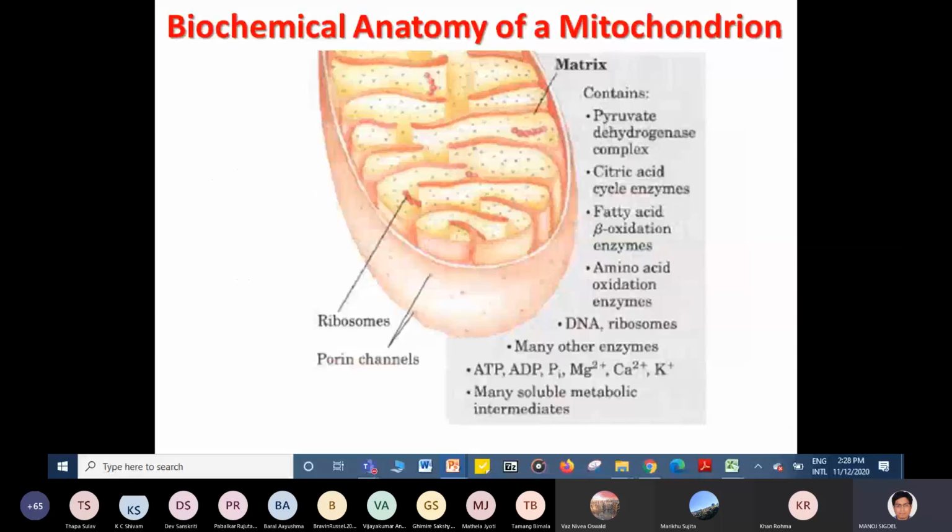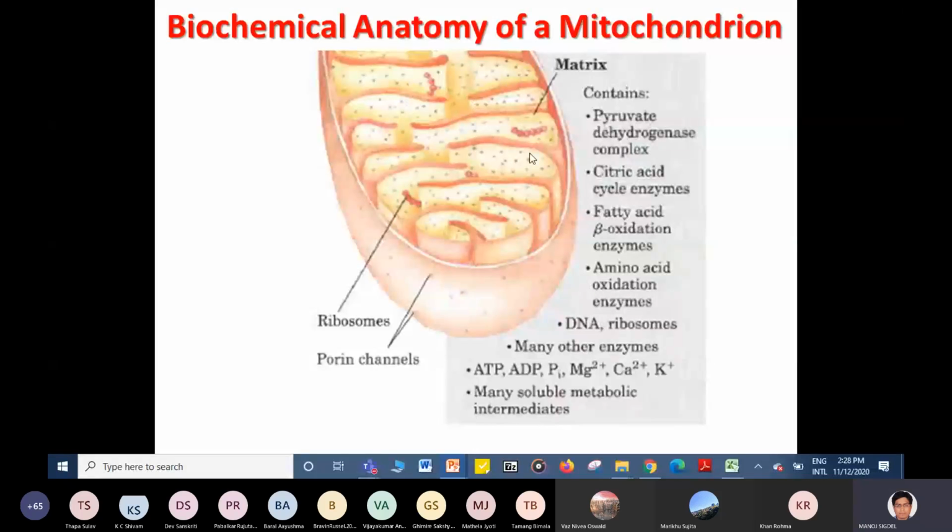Now let's see the matrix. This mitochondrial matrix contains enzymes, the pyruvate dehydrogenase complex, which we have just spoken about, which converts pyruvate to acetyl coenzyme A, that is also in the mitochondrial matrix. Citric acid cycle enzymes, or the TCA cycle enzymes, are in the mitochondrial matrix. Beta oxidation, that means the oxidation of lipids, usually occurs by the process of beta oxidation. Those beta oxidation enzymes are also in the mitochondrial matrix, and amino acid oxidation enzymes are also here.